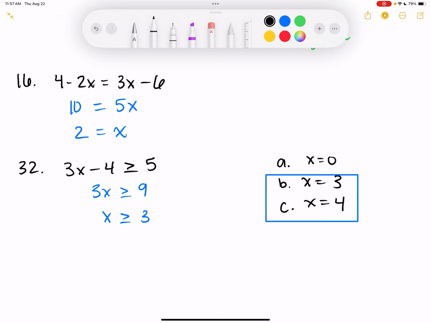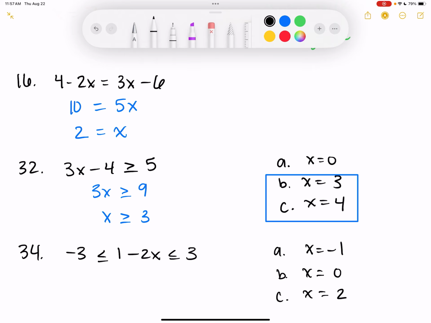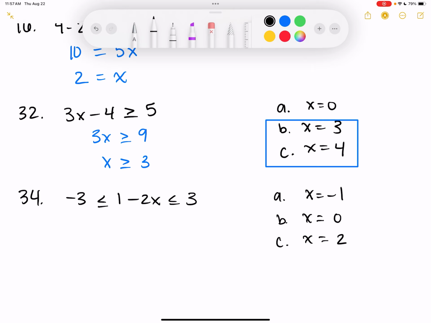Let's see. How about one like this one? 34. Negative 3 is less than or equal to 1 minus 2x, which is less than or equal to 3. And the options are x equals negative 1, x equals 0, and x equals 2. So, how do I solve an inequality like this? Break it up. I don't need to.